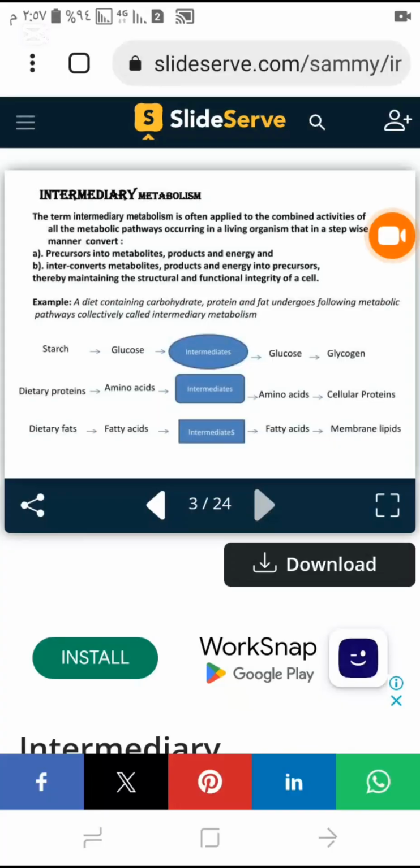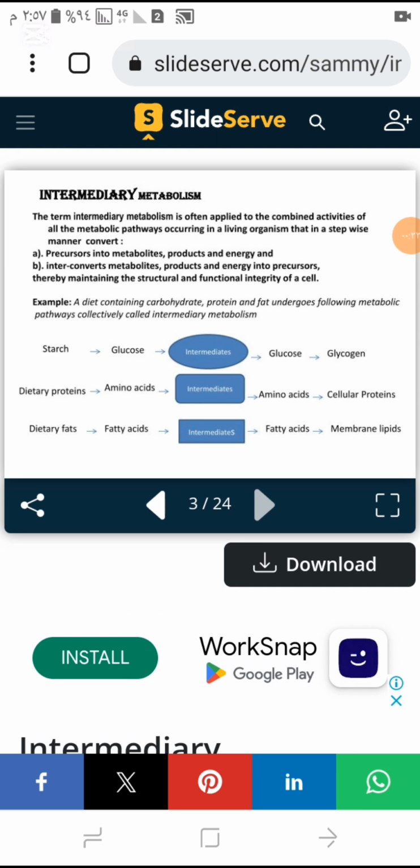Intermediary metabolism is often applied to the combined activities of all the metabolic pathways occurring in a living organism that in a stepwise manner convert precursors into metabolites, products, and energy, and convert metabolites, products, and energy into precursors, thereby maintaining the structural and functional integrity of the cell.